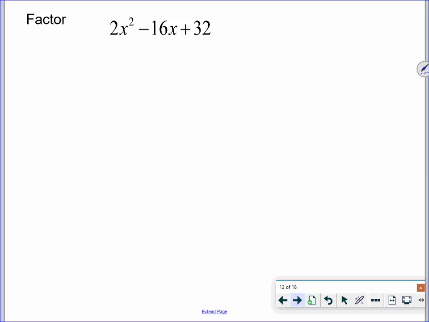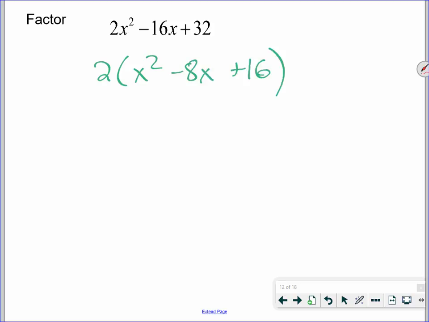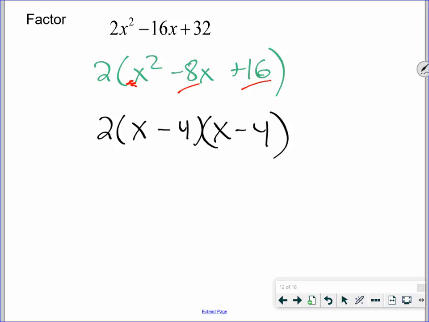Number 11. Once again, all the numbers are even, so we know that there is a greatest common factor of at least 2. So now we have a trinomial where a is 1. So we're looking for two numbers that multiply together to give me 16 that add up to -8. And those two numbers are -4 and -4. But since these are the same, we really should write this as x minus 4 squared.